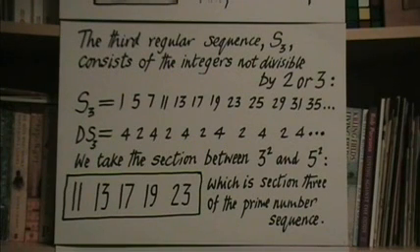If you remember right back at the beginning we had A, B and C, well this is section C, and those 5 primes are the third section of the prime number sequence.